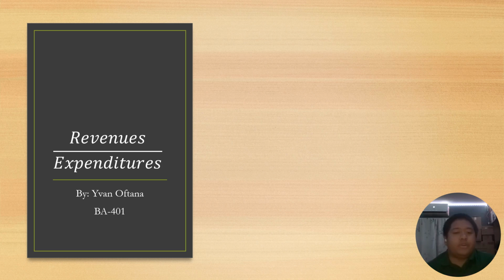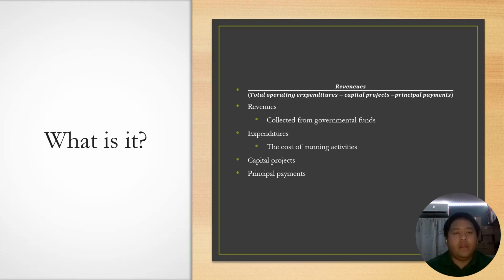I will be going over the revenues and expenditures ratio. Now, what is it? The revenues over expenditure ratio measures how efficiently an organization uses its resources. It consists of the revenues, expenditures, minus the capital projects and principal payments.